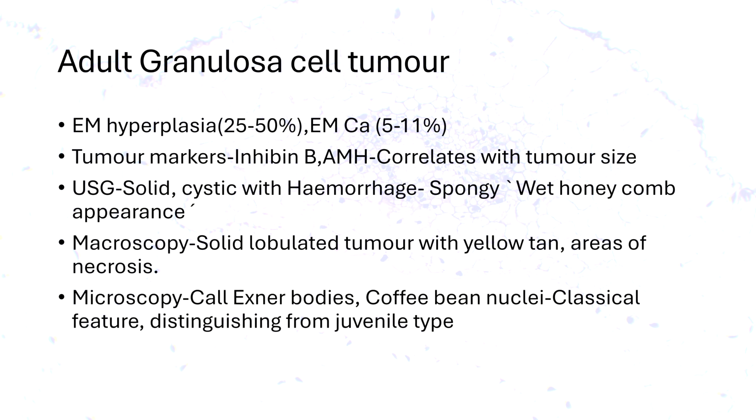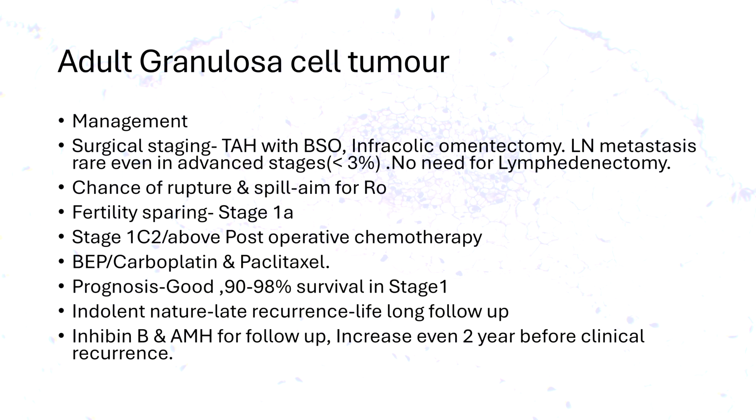Macroscopically, the tumor looks like a solid lobulated tumor with a yellow tint due to the high amount of lipid, with areas of necrosis. Microscopically, the presence of Call-Exner bodies and coffee bean nuclei are classical features which distinguish it from the juvenile type.